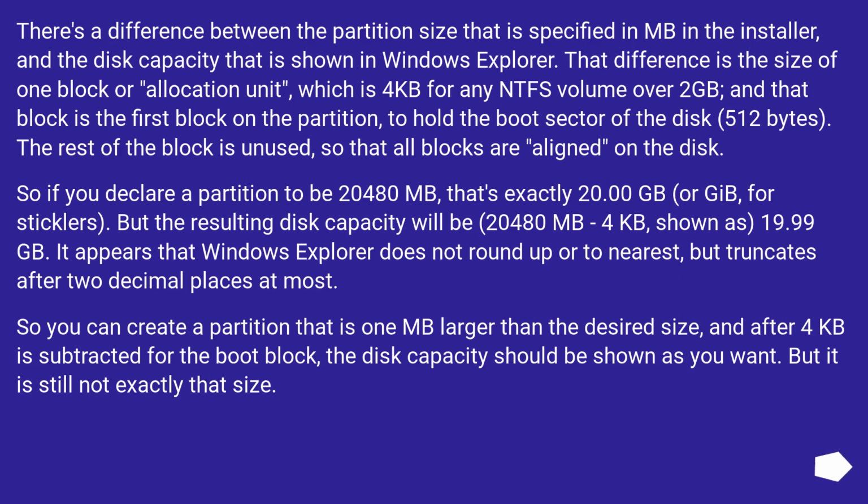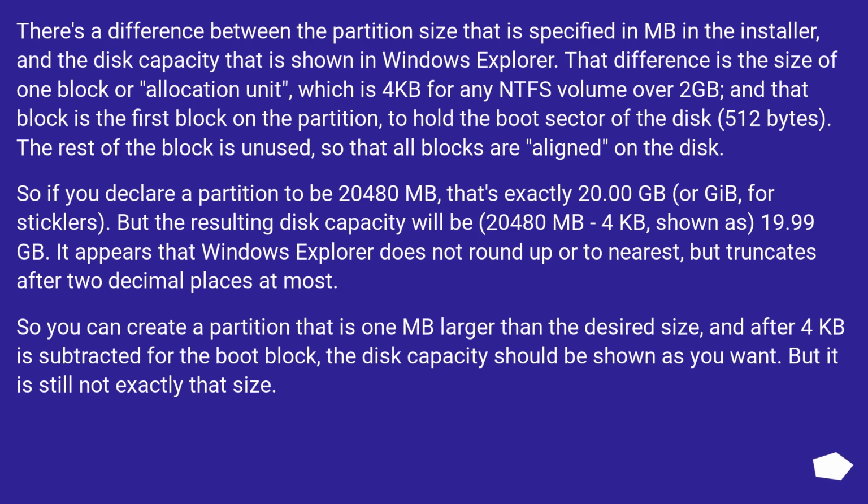There's a difference between the partition size that is specified in MB in the installer, and the disk capacity that is shown in Windows Explorer. That difference is the size of one block or allocation unit, which is 4 kilobits for any NTFS volume over 2 GB, and that block is the first block on the partition, to hold the boot sector of the disk, 512 bytes. The rest of the block is unused, so that all blocks are aligned on the disk.